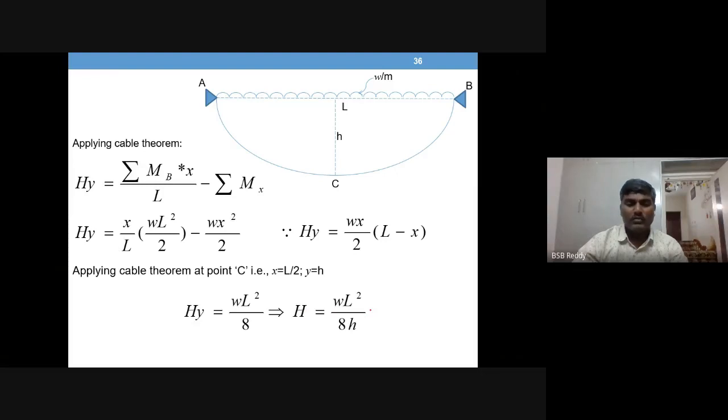Or else you can call it the horizontal component of the tensile force of the cable. The H value is constant everywhere. You take this location, H is the same value as H at A or H at B. The reason is that there is no horizontal force applied on the cable. That's why, at any section, the sum of all horizontal forces is always H, so H is constant in the cable.